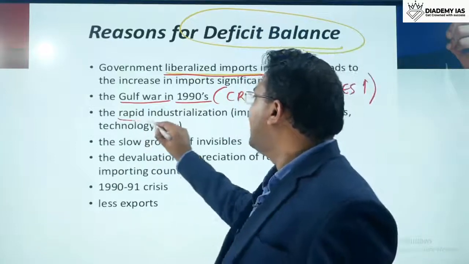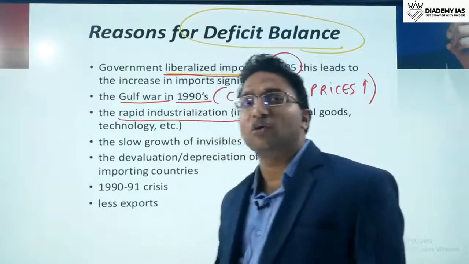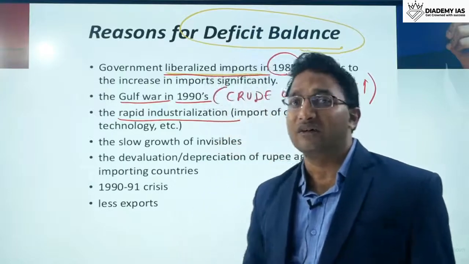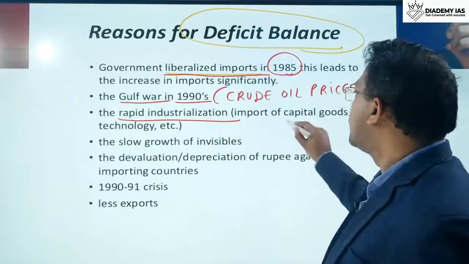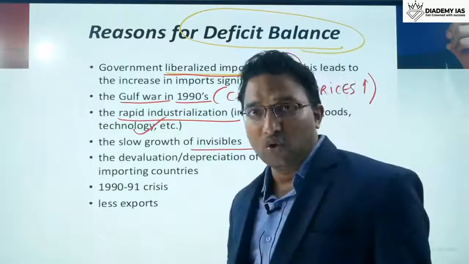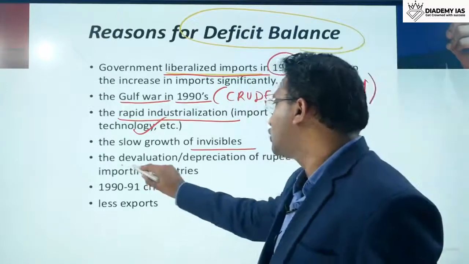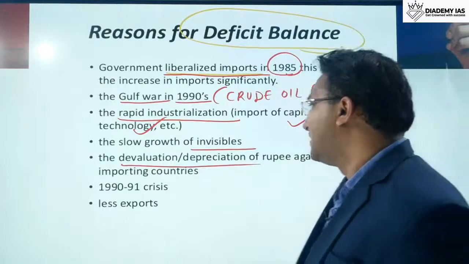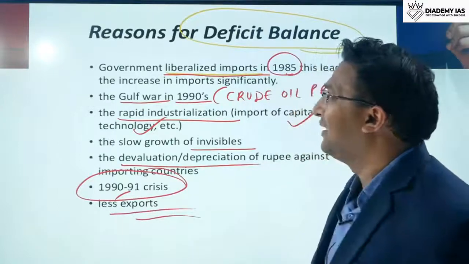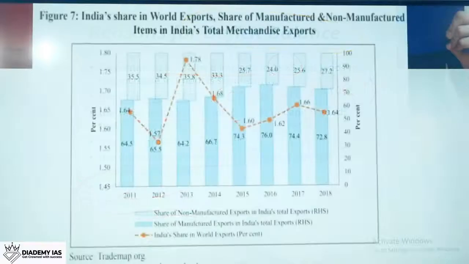Then there was rapid industrialization. India was on the path of industrialization after 1991. We liberalized and privatized our industries. Because of that, there was huge import of capital goods and technology. The invisibles were slow in growth because our country did not have skilled manpower. Then there was devaluation and depreciation of the rupee against the importing countries. Finally, in 1991, the crisis happened and even the exports were less. So all these are the reasons for the historical deficit balance in India.